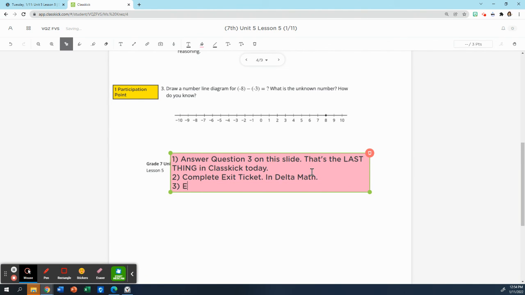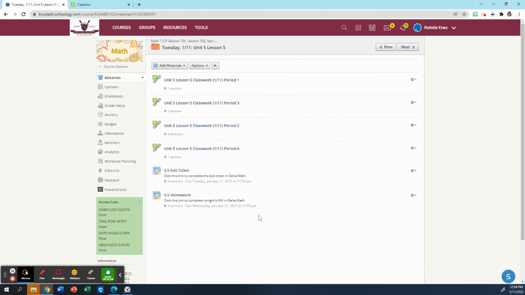And the last thing you need to take care of is you need to complete the homework that is also posted in Delta Math, and you can see the link again here in the main folder.